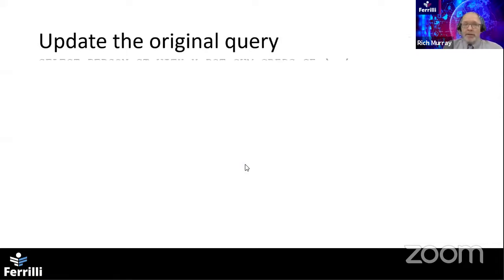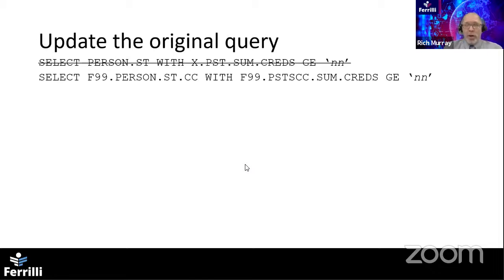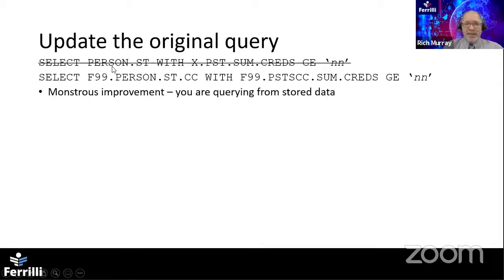All right. You can also update the original query. So we're not going to select against person ST using the computed column. We're going to select against our stored computed column file, and then that particular entity, and then the creds is still the same. You are now working off of stored data instead of having to do those calculations. So it's going to be a monstrous improvement. It was essentially instantaneous, like a few seconds.